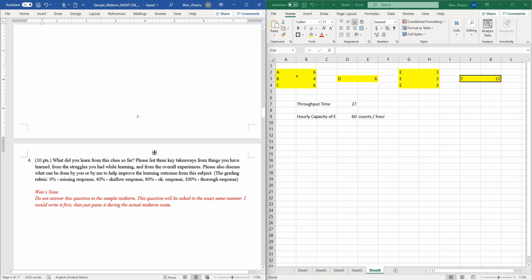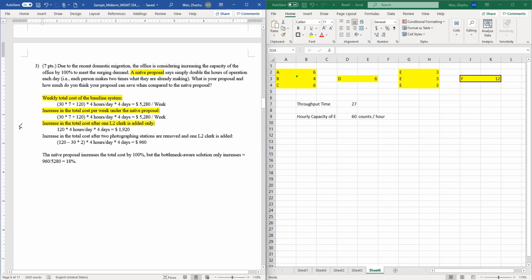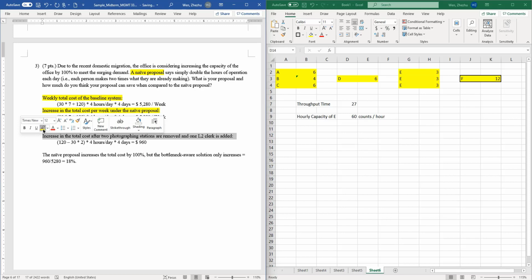So that's the proposal. Under my proposal, instead of asking everybody to work 2 times longer, I'm only adding 1 level 2 clerk in order to improve the hourly capacity for the bottleneck process. So my cost increase is going to be this. If you have done all the way until this step, you've done a very good job. Okay, but if you want to go 1 step further, this is what I would have done. So 120 minus 30 times 2.